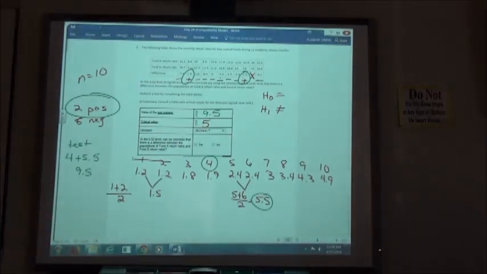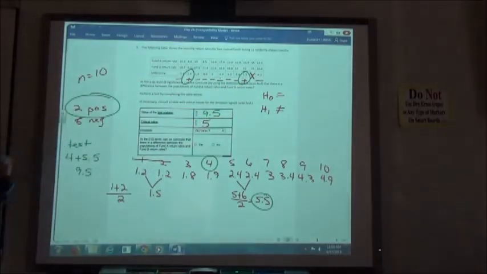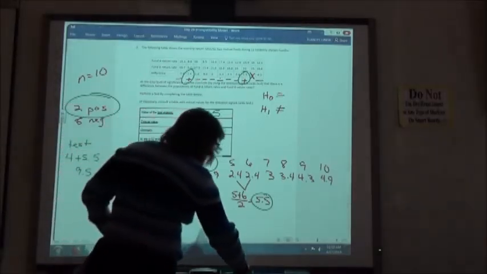So we take the ranking of each of our numbers that were positive because that was the lower number of positives that we had. We had more negatives than positives. So the 2.4 had a rank of 5.5. The 1.9 has a rank of 4. If I add those together, 9.5 is my value of my test statistic.